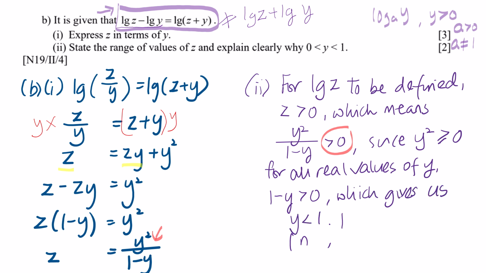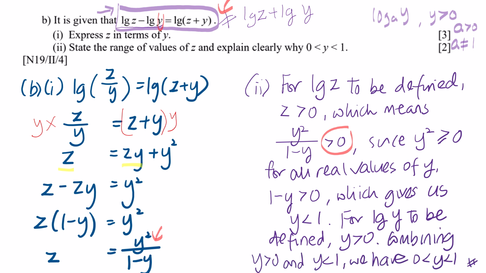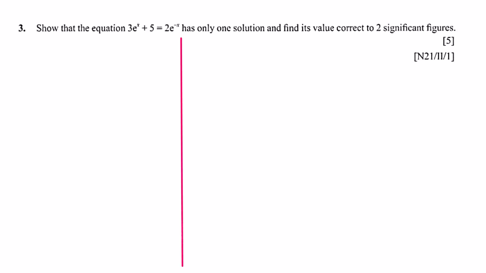Okay? And if you go back to this equation again, for it to be defined, my y has to be more than 0, right? So we're going to combine y more than 0 and y less than 1. And you'll get y is more than 0 and less than 1, which is what the question requires us to explain. Let's look at the next question.